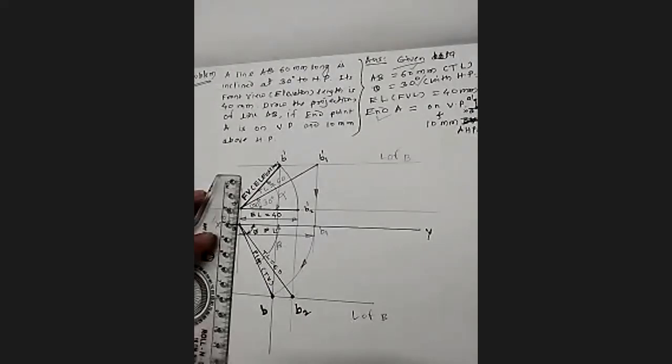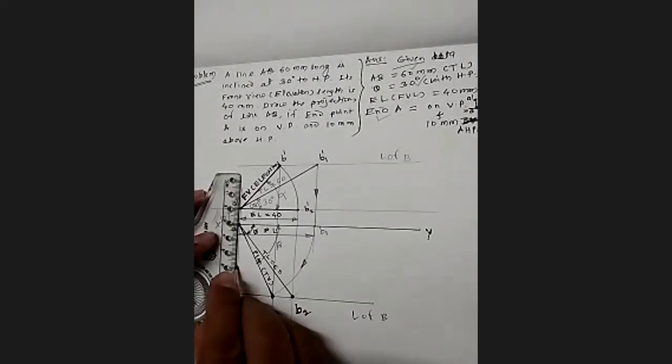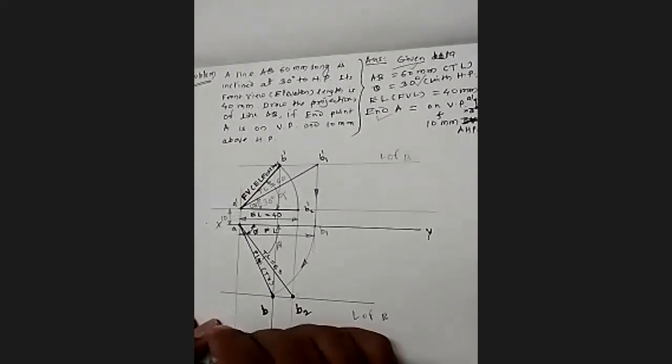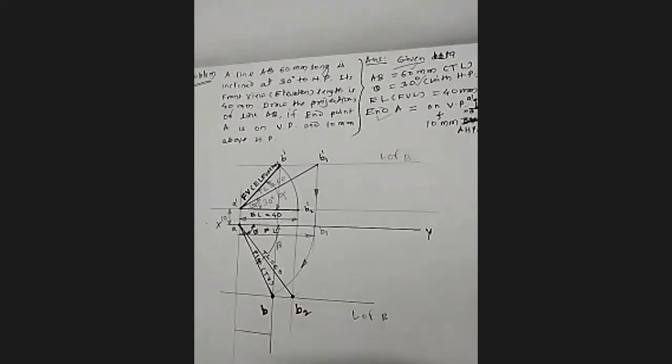I will extend this line so that I can mark the end projector distance. A dash B dash projector and A B projector. We say it's the EPD, end projector distance, right? So in this way, we completed the answer.